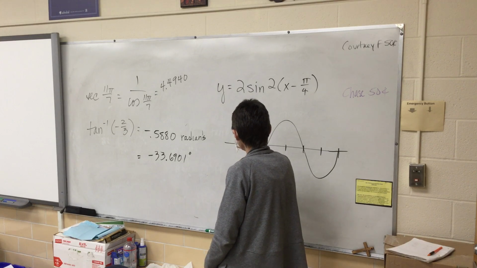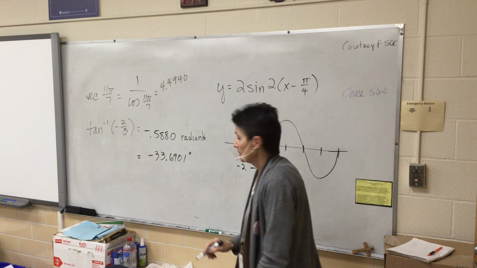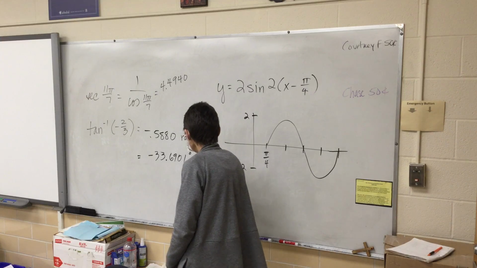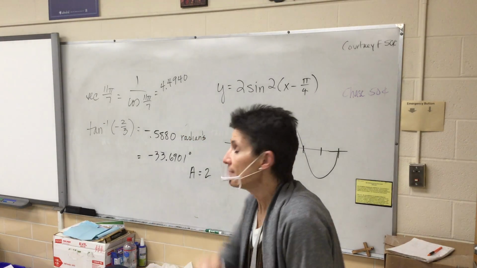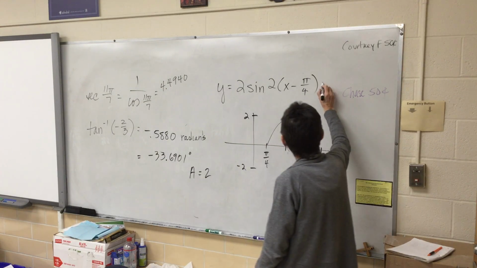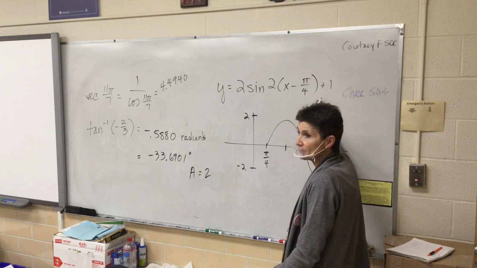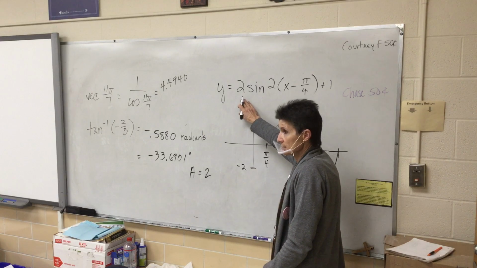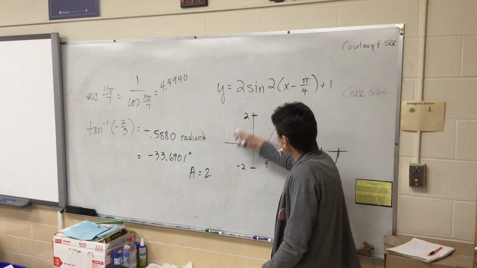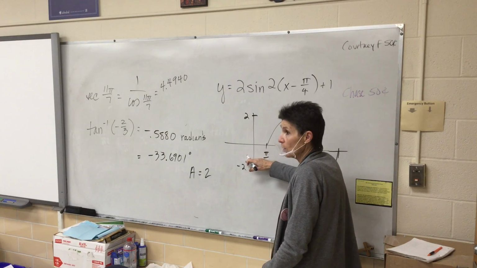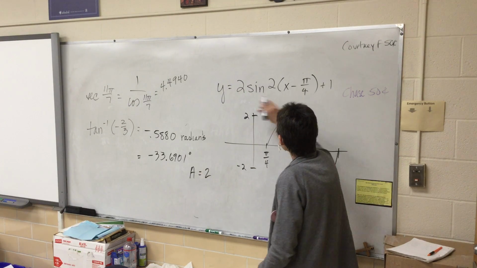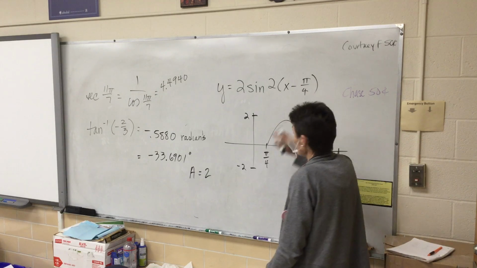It's 2 and negative 2, right? Because my amplitude is 2. Even if this curve had like a +1 or something on the end, the amplitude is still 2. That would change these labels now. We'd be going up to 3 and down to -1. But the amplitude is still 2, no matter what.